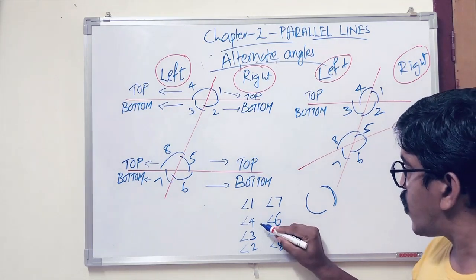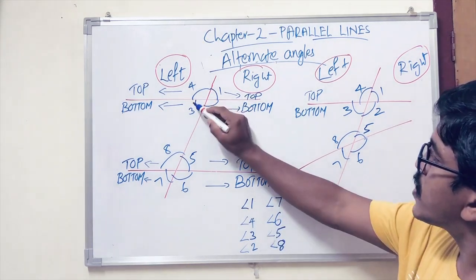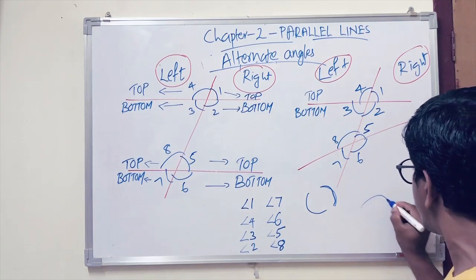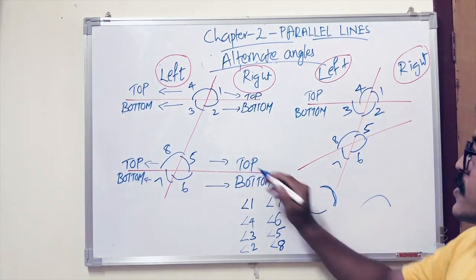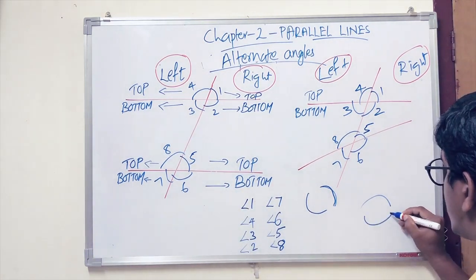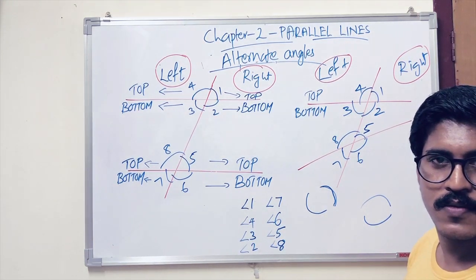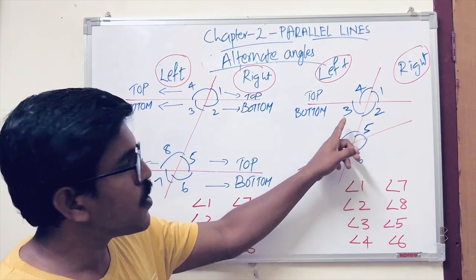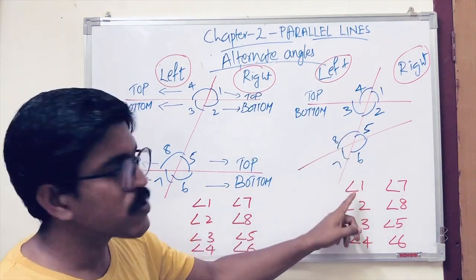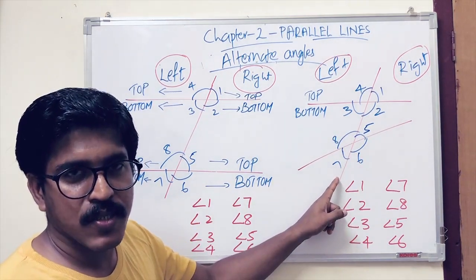We can check it one more. That is angle 4 is having the symbol of arches like this. Now angle 6 is having like this. So reverse position. This also you can note it down. Here in this figure, if you are checking, you can find out the same pair of alternate angles.